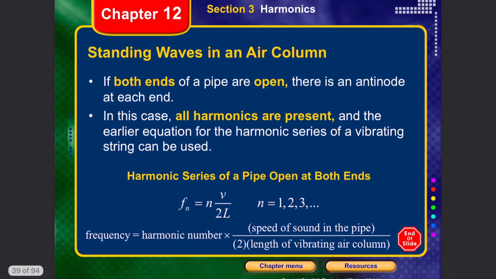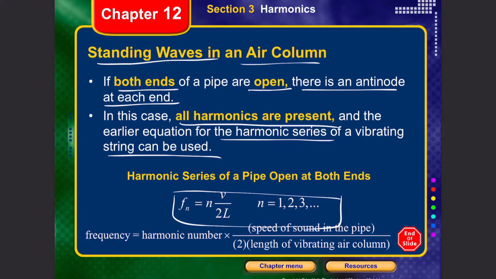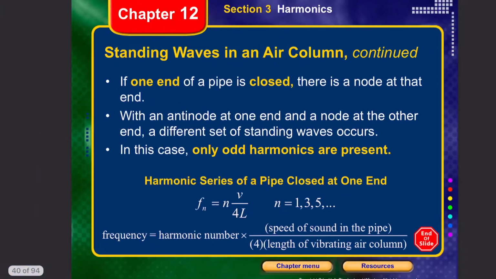So next let's talk about standing waves in the air column. In an air column, if both ends of the pipe are open, there is an antinode at each end. In this case all harmonics are present, and the earlier equation for the harmonic series of a vibrating string can be used the same way. So we can use the same frequency formula for a pipe that is open on both ends.